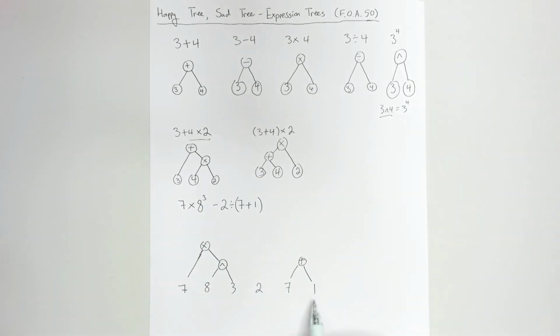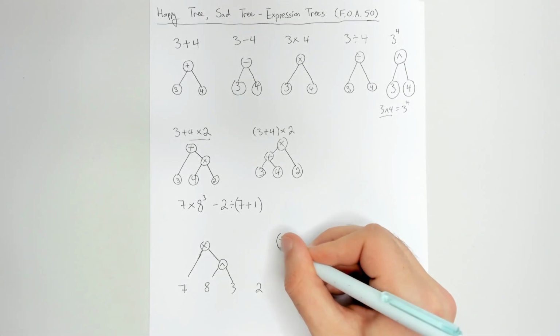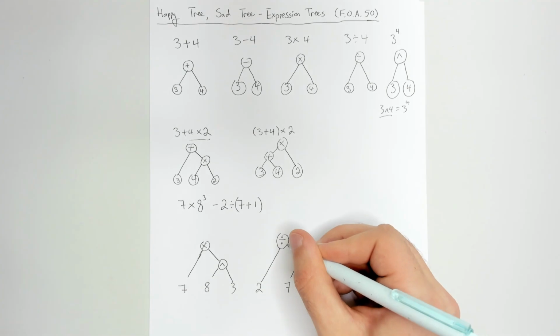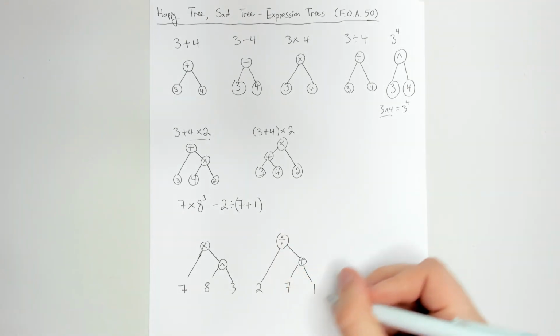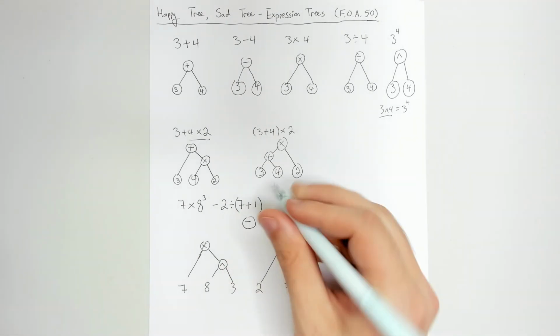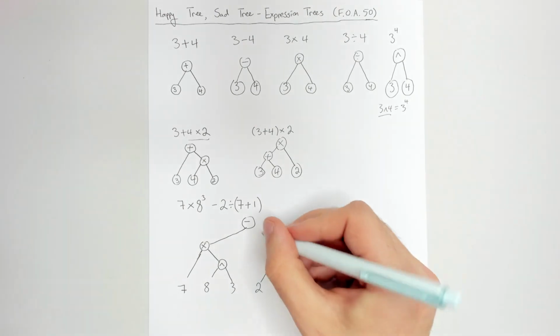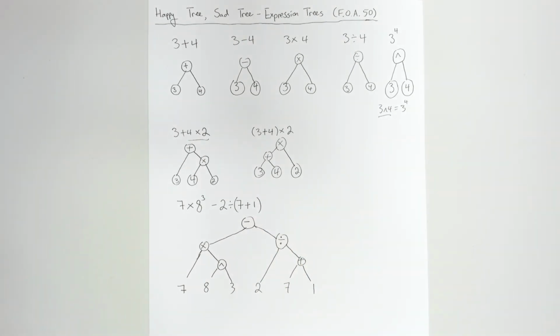And now we can do 2 divided by this part right here. So I'm going to put a division node right here, and we're going to be doing 2 divided by the result of this subtree right there. And then we're just taking these two parts and subtracting them. So we take the result of this tree here, and we do that minus the result from this tree right here. So this would be the expression tree for this statement right here.